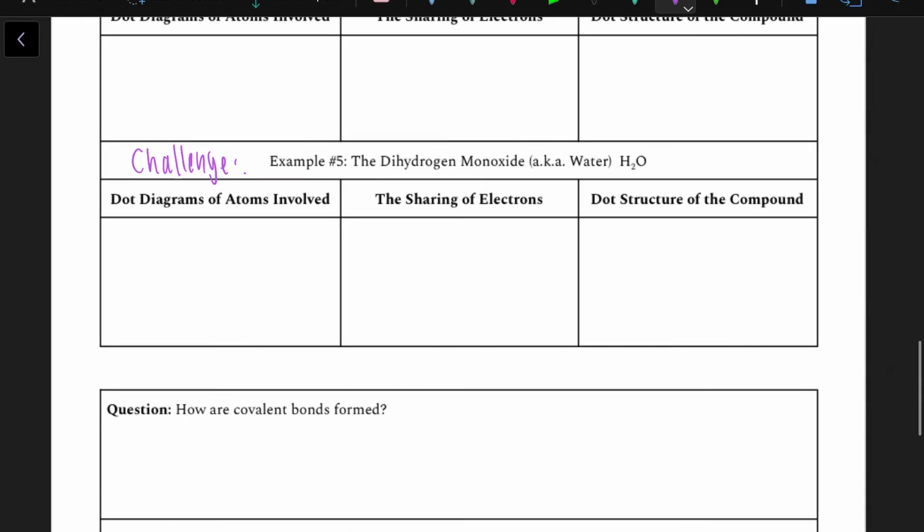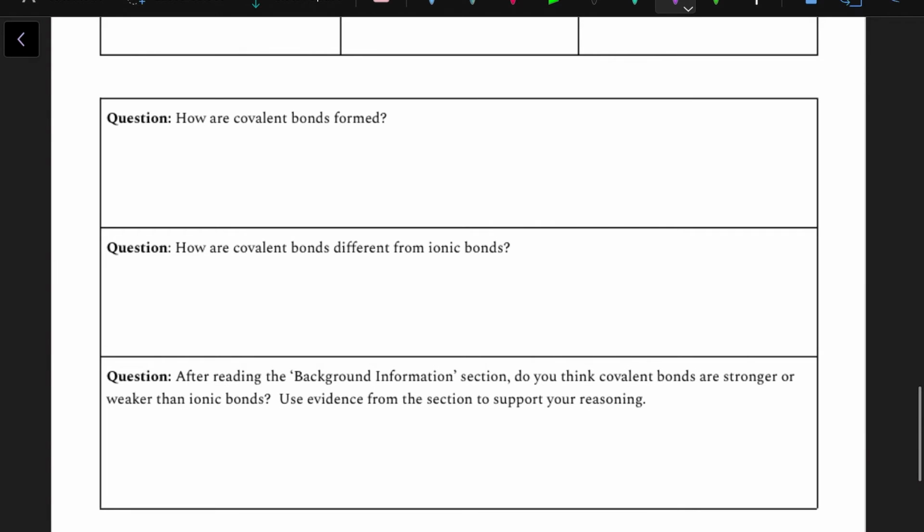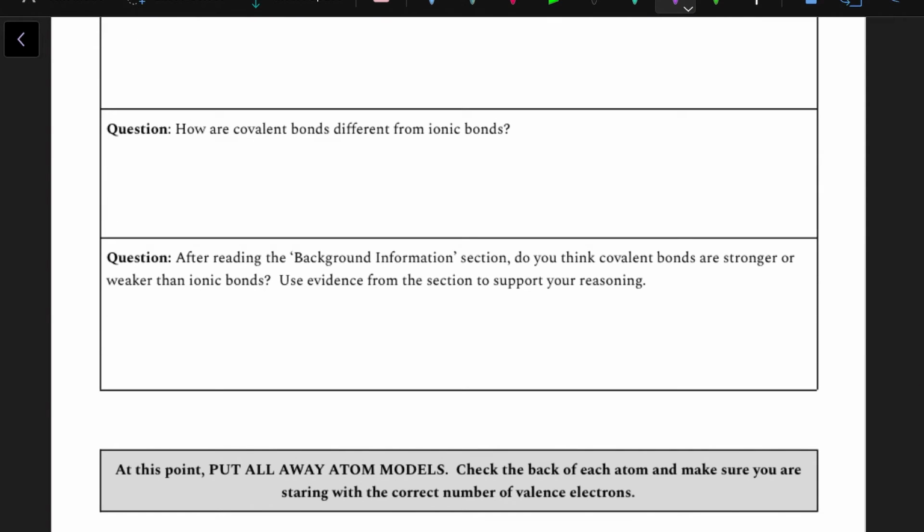You got this. At this point, you will need to unbuild your compounds because you wanted an extra piece for that. Then you have 3 different questions: how covalent bonds are formed, how are they different from ionic bonds, and then talking about the relative strength of ionic to covalent bonds. Again, all of this information can be found in the background info section. And that should be just about it. And at that point, that is the end of the lab.